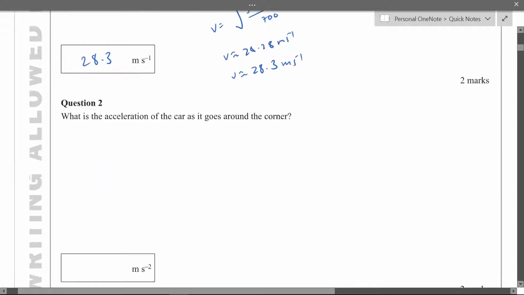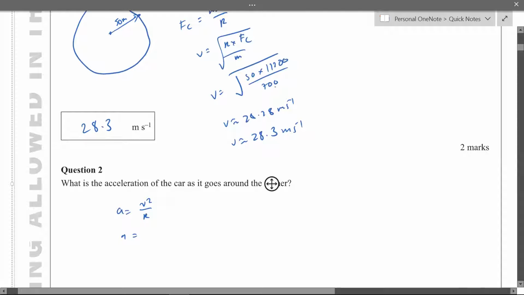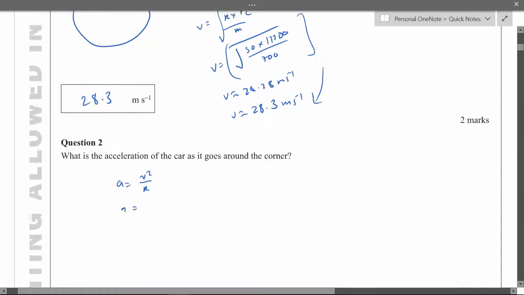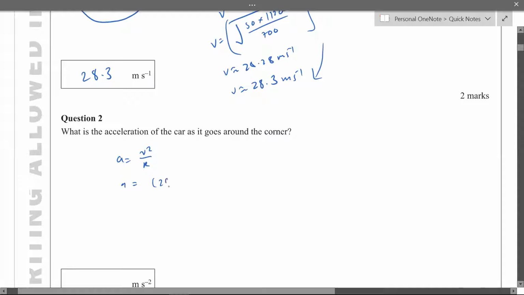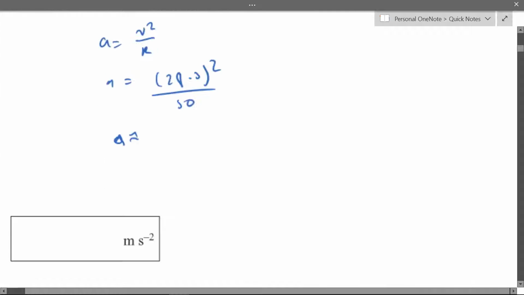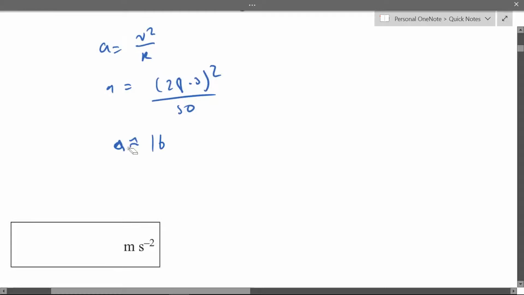So what's the acceleration? Acceleration is just v squared on r, and we know v now. I chose to use the full version of v, not the decimal, but I'll just write the decimal point for simplicity. I don't think it matters because it depends how many significant figures you put it to, but you get 16 if you put it with exact figures, and if you round it, you should get 16 anyway.